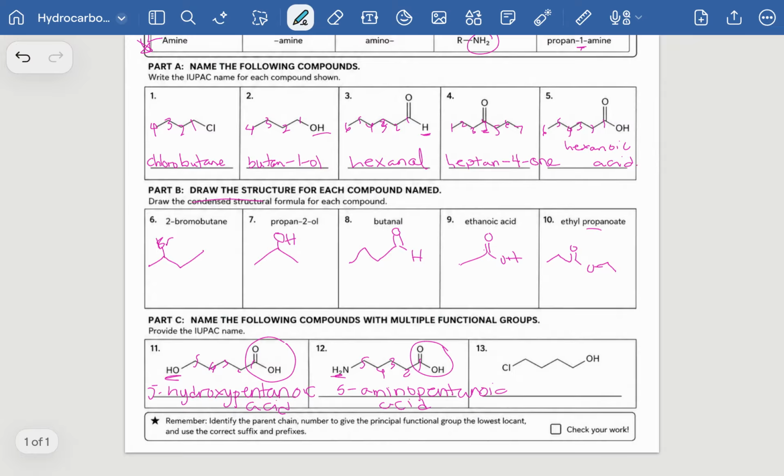And this last one, you have that OH group on carbon 1, and then we'll have carbon 2, 3, and 4. So on carbon 4, you have a chlorine group, so chloro. And then 4 carbons would be butane, so butane, and then -1, all showing that you have that OH group on the first carbon.